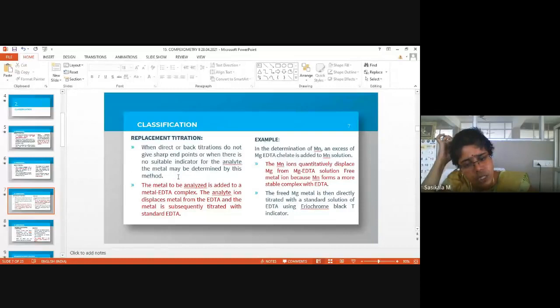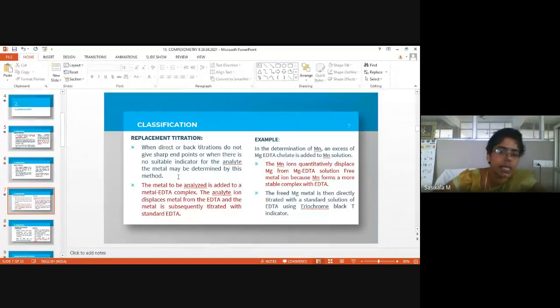So in which cases are we going for it? If we don't get a sharp endpoint through the previous methods, and if we don't find a suitable indicator for the analyte metal ion selected for analyzing, then we can go with replacement titration. So the most used titration methods will be direct and back titration. In order to get an accurate endpoint, whichever is not obtained by those two methods, then we can go with replacement titration. Got it? So we go with replacement titration when we don't get a sharp endpoint by means of direct and back titration methods.